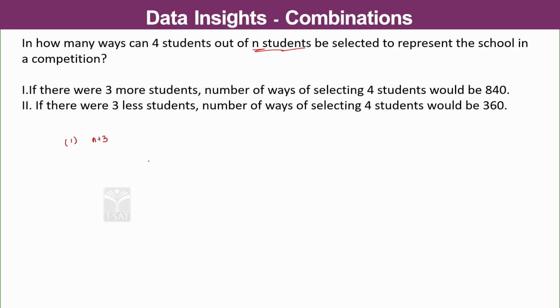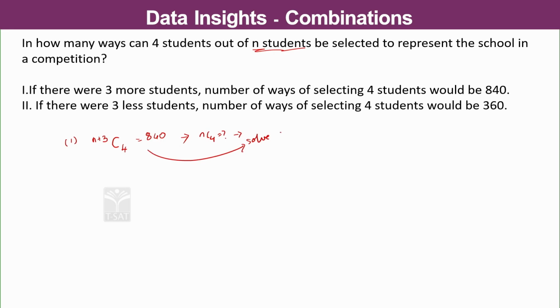The number of ways of selecting 4 students would then be (n+3)C4. Selection is C, that is combination, which equals 840. From here you can easily calculate the value of n. They are asking in how many ways 4 students out of n students can be selected to represent the school. You need to know what nC4 is equal to. For that, all you need to know is what n is, and from this you can solve for n easily.